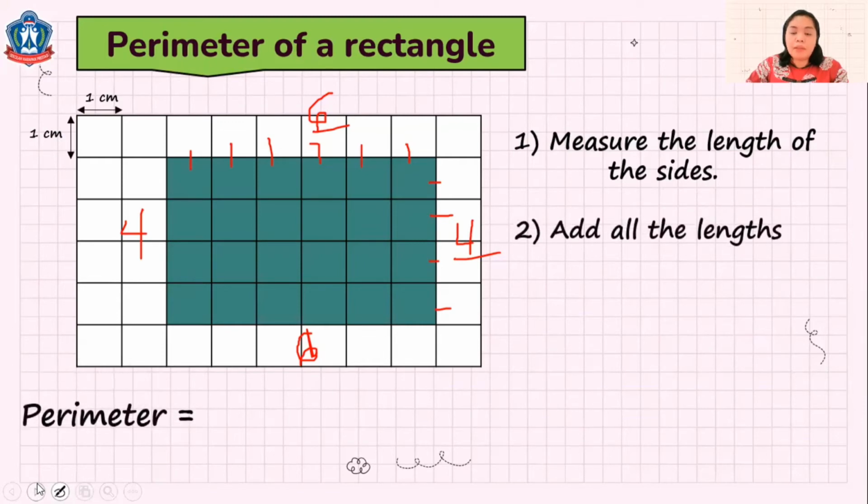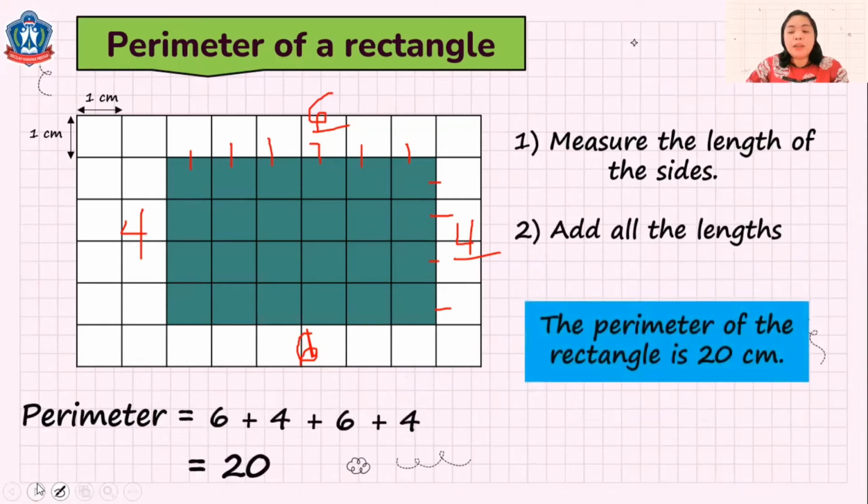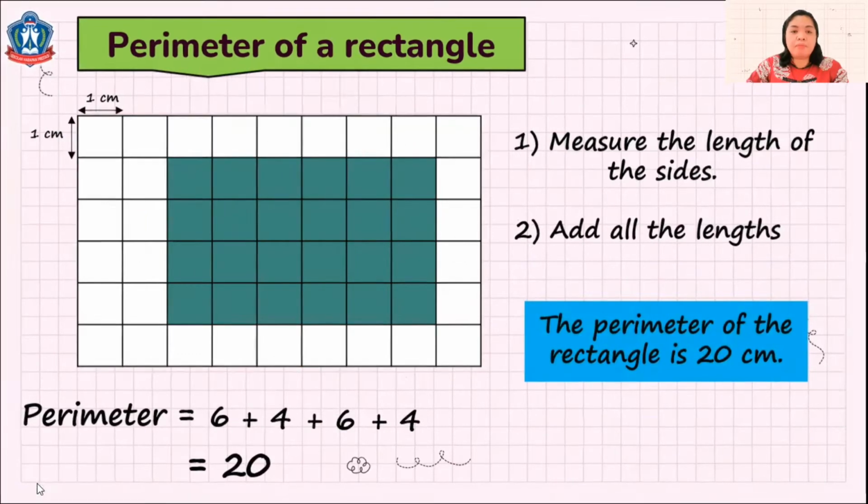So to get the perimeter, we are going to get the total length around this rectangle, and that is 6 plus 4 plus 6 plus 4, and that is equal to 20. So the perimeter of this rectangle is 20 centimeters.